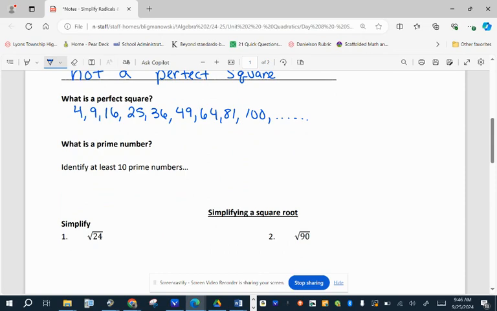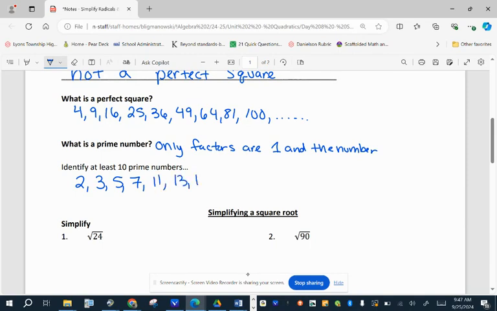Another important thing to know is a prime number. A prime number has only 1 and itself as its factors. For example, 1 is kind of a prime number, but we're not going to use that. So 2, 3, 5, 7, 11, 13, 17, 19, 23, 29, and there's more from there. But again, those numbers have no factors other than 1 and that number.